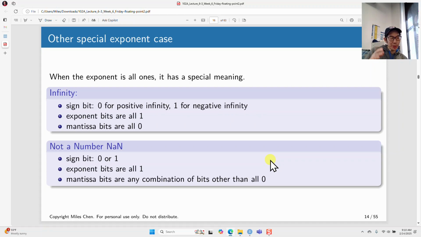The other special case is when we have all 1s in the exponent. If we have all 1s in the exponent and all zeros in the mantissa, that's going to be infinity. And then if we have all 1s in the exponent and not all zeros in the mantissa, we have some other thing, that's going to be not a number, NaN.